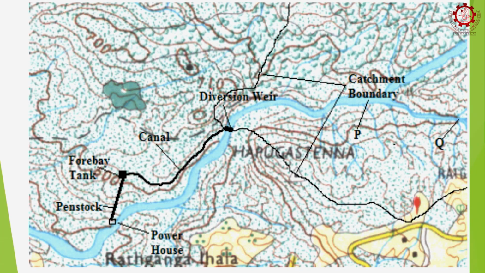Here I have marked a possible way of identifying the river location. You can see in this particular river there are contour lines like this, and their heights are marked. So, I have selected to tap water here, a diversion weir, right, and then take water along this canal to a location here where the forebay tank is located, right.